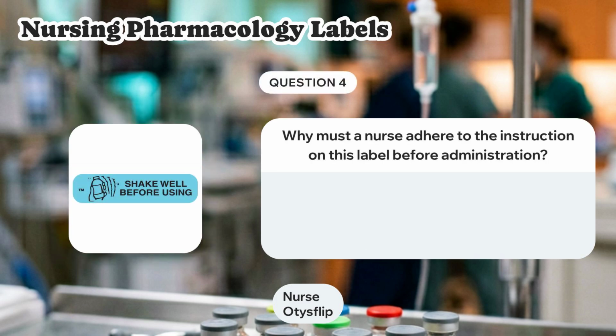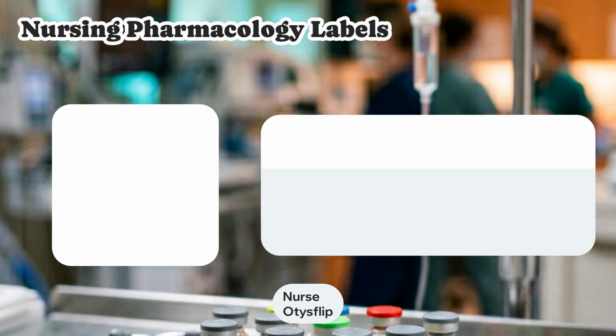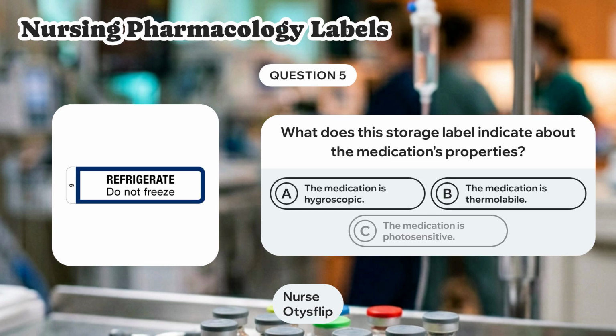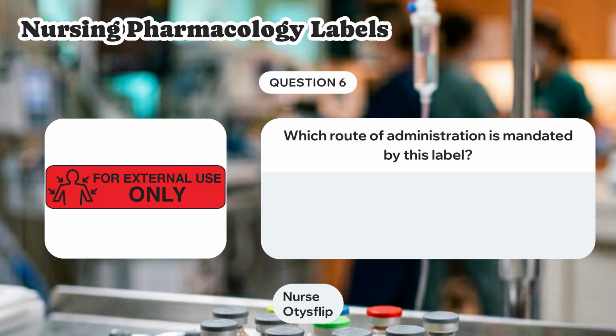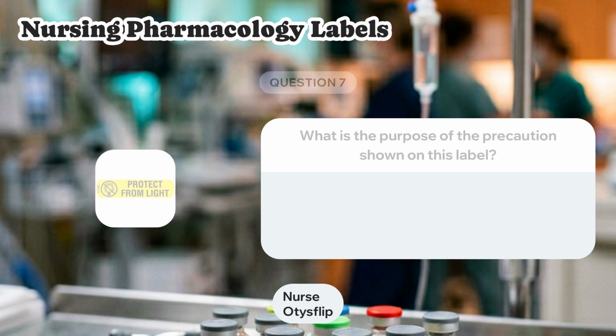Why must a nurse adhere to the instruction on this label before administration? What does this storage label indicate about the medication's properties? Which route of administration is mandated by this label? What is the purpose of the precaution shown on this label?